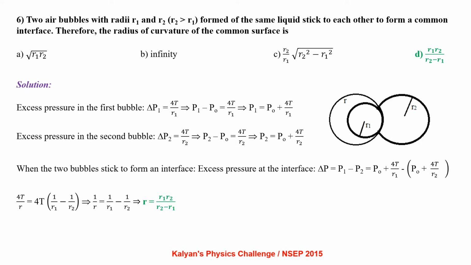When the two bubbles stick to form an interface, excess pressure at the interface delta P equal to P1 minus P2, that is P0 plus 4T by R1 minus P0 plus 4T by R2. Upon simplification, we have R equal to R1 R2 by R2 minus R1.